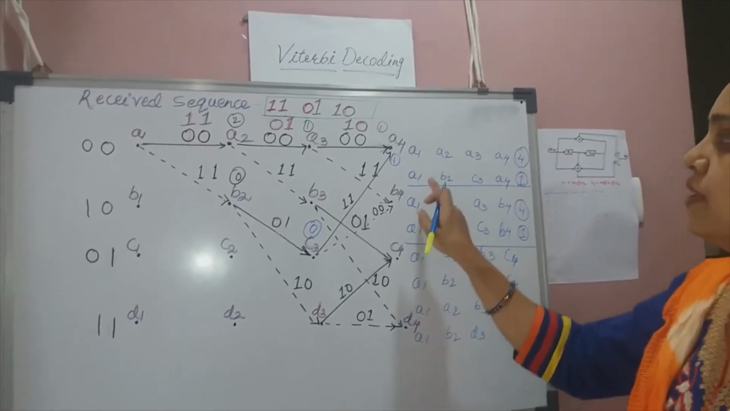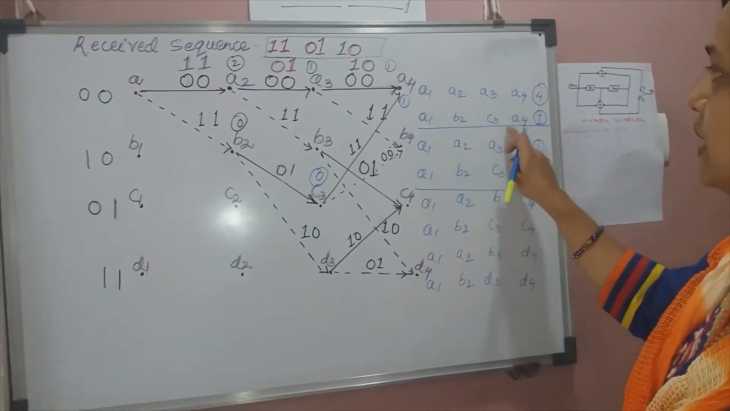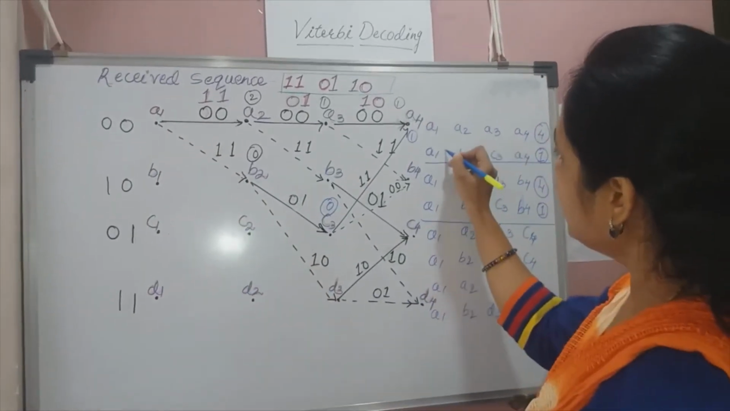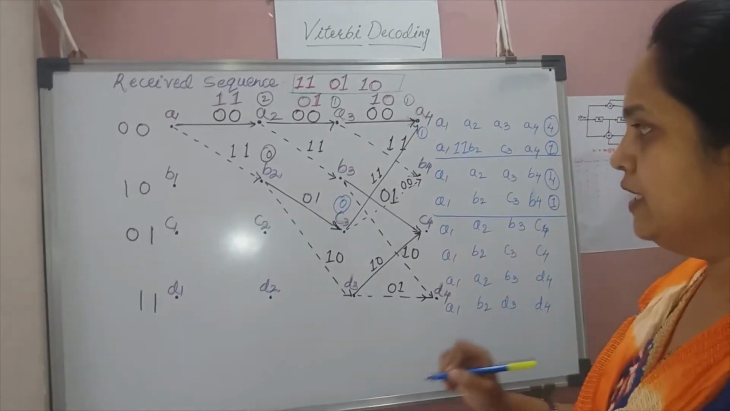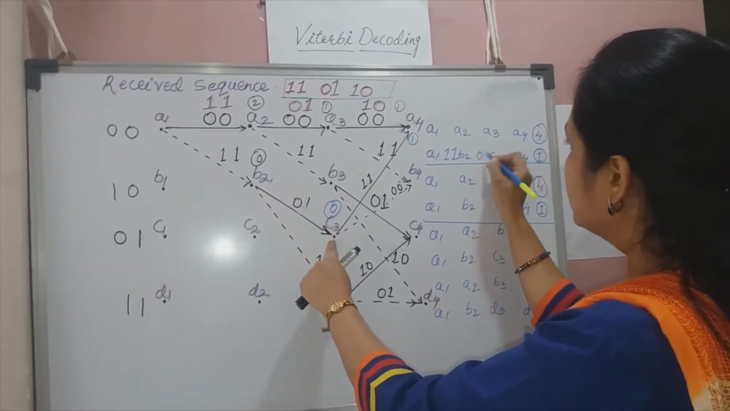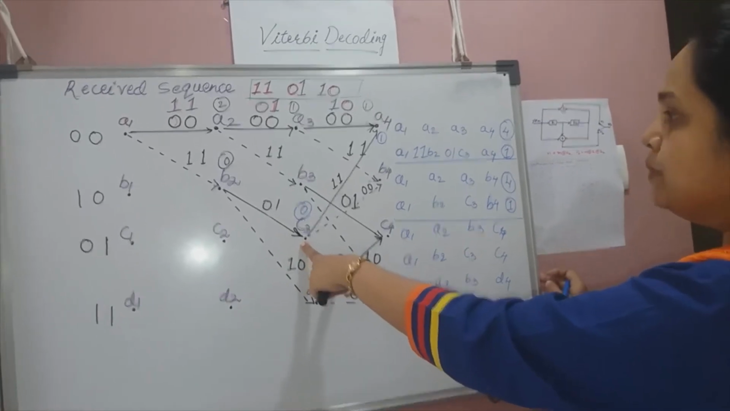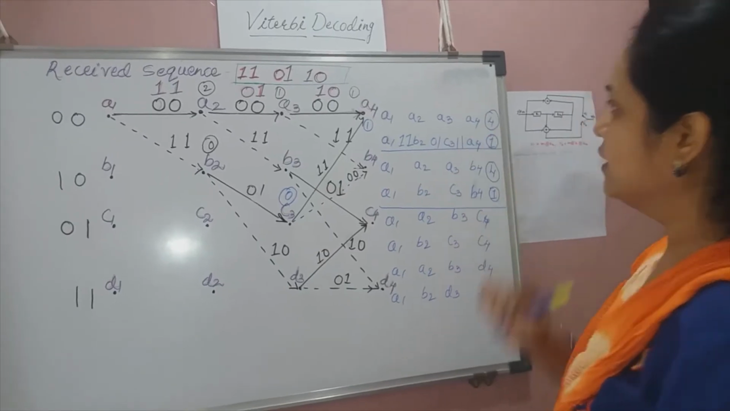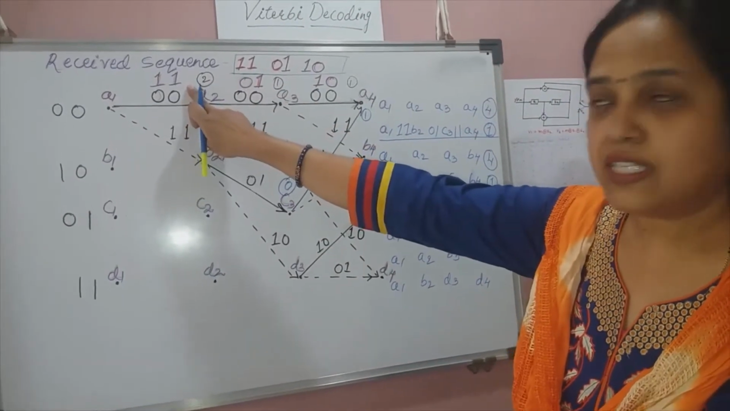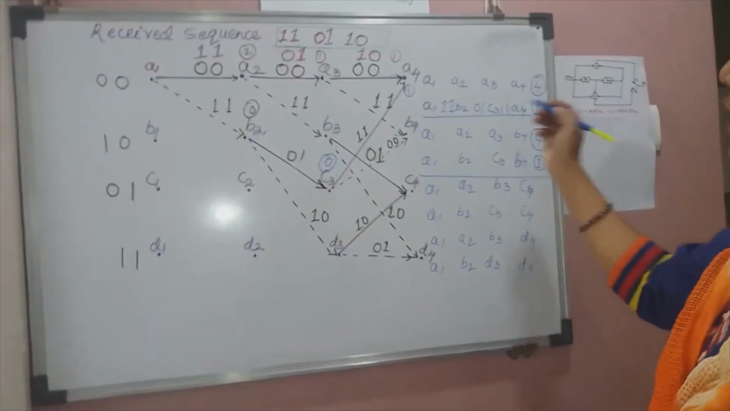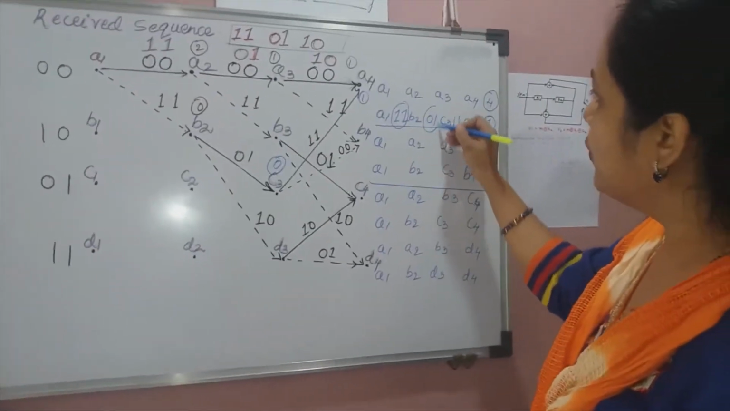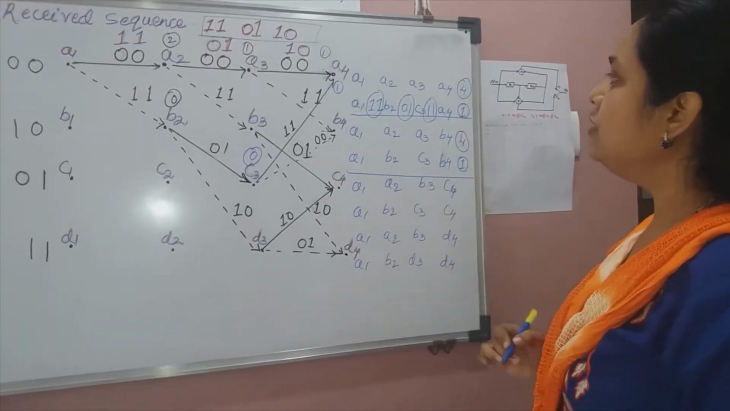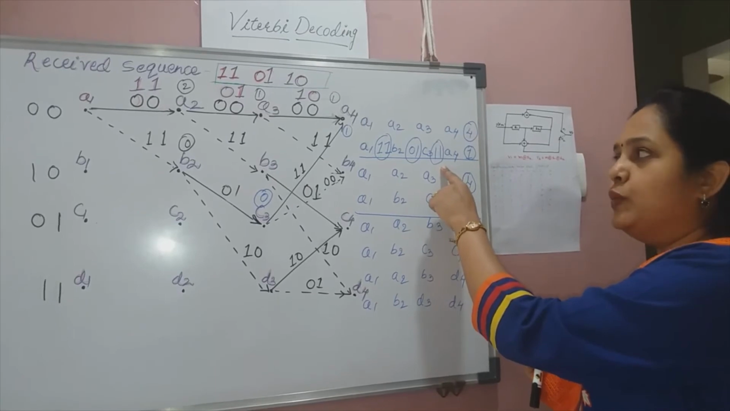So we have to write for the path A1, B2, C3, A4. Between A1 and B2, we have the standard output as 1 1. Between B2 and C3, we have the standard output as 0 1, and between C3 and A4 we have the standard output as 1 1. If we compare the received sequence 1 1 0 1 1 0, we find that the first group and second group are exactly the same as the received code word, while only one bit in the last group differs.